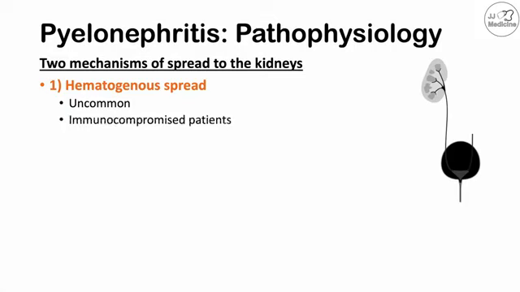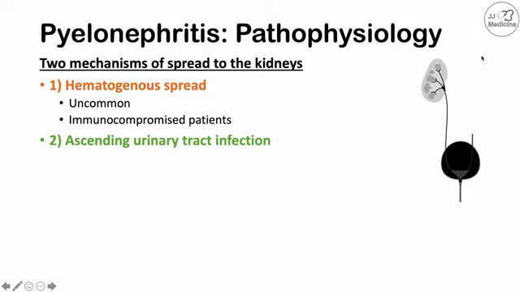So hematogenous spread is through the blood, usually from another infection at a different site, and that infection can get into the blood, and that infection can go to the kidney through the bloodstream. And the second mechanism by which an infection can get to the kidneys and cause pyelonephritis is by an ascending urinary tract infection.